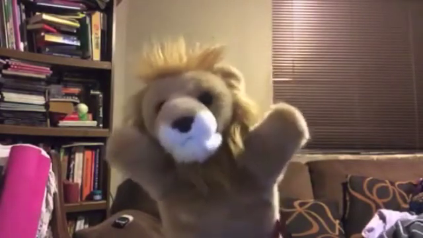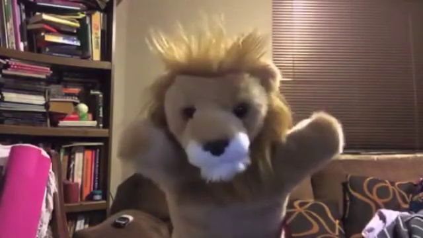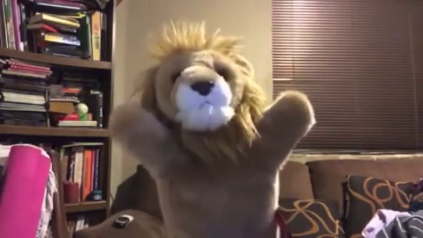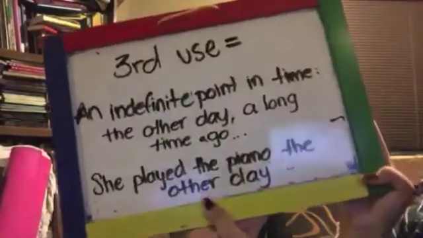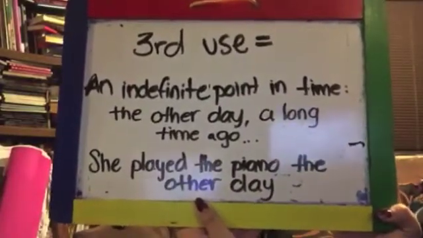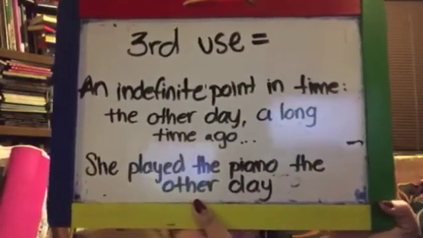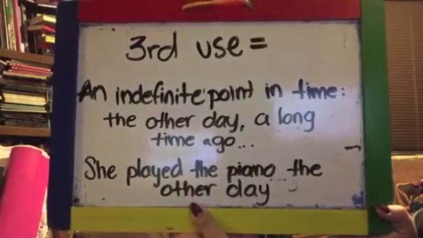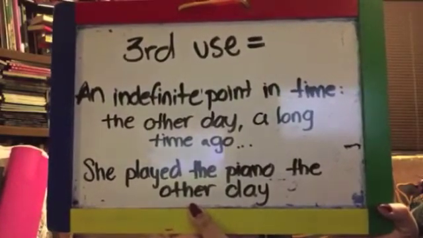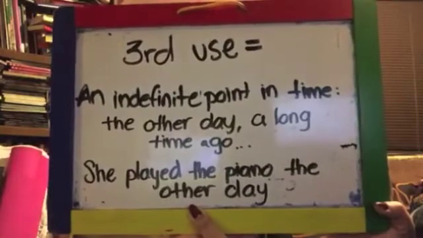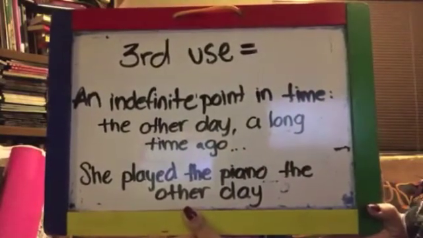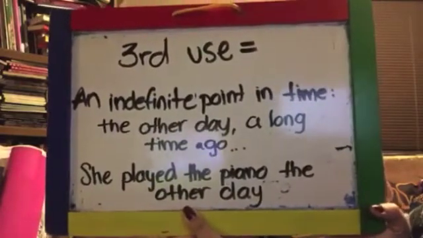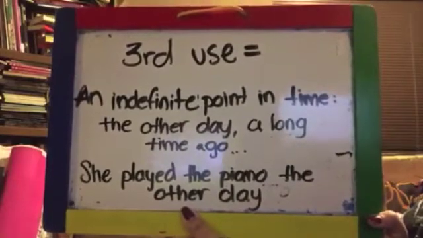Now we can also have an indefinite point in time. I will bring my whiteboard to help me explain this indefinite point in time in simple past. So the third use is an indefinite point in time. We can specify an indefinite point in time with the words the other day, a long time ago, weeks ago, ages ago. But remember, if you want to use ago, you have to place it after the period of time. A week ago, 3 years ago, ages ago.